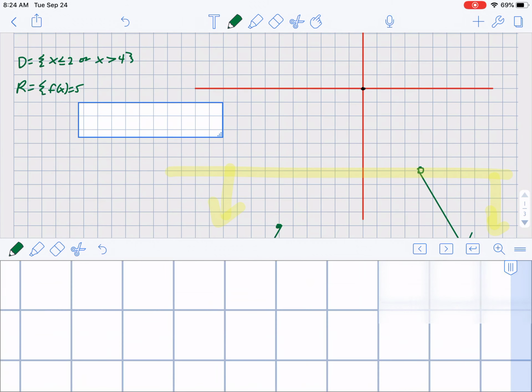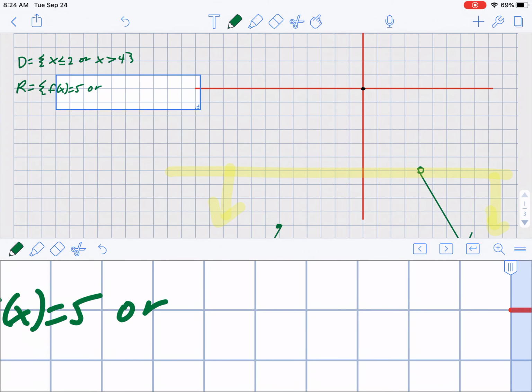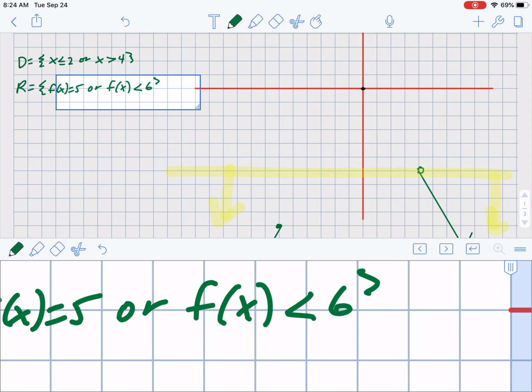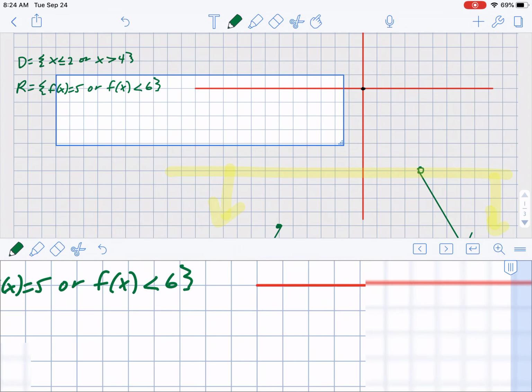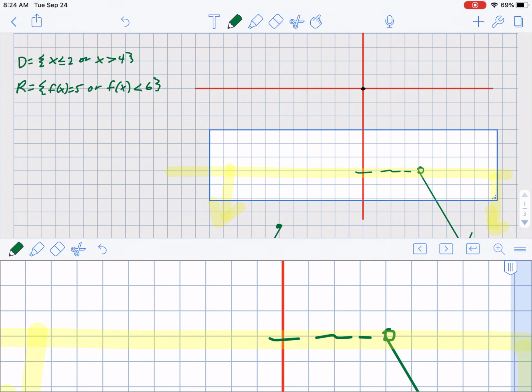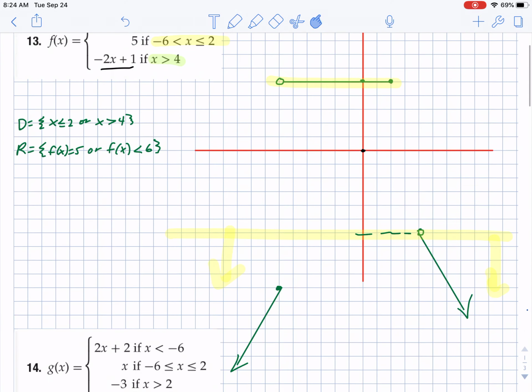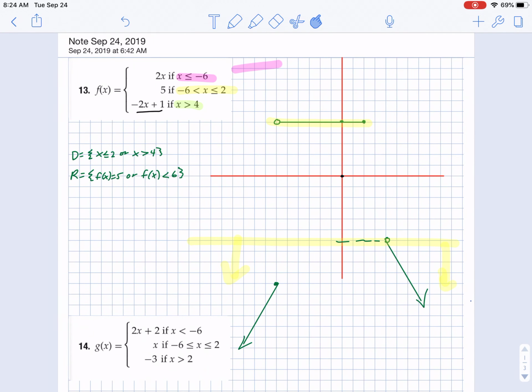The rest is going to be 1, 2, 3, 4, 5, 6. Is that 6? Yeah, so it looks like my line here is right at f of x less than 6, because that's where I'm lined up there. Okay? So that's how I would do number 13.